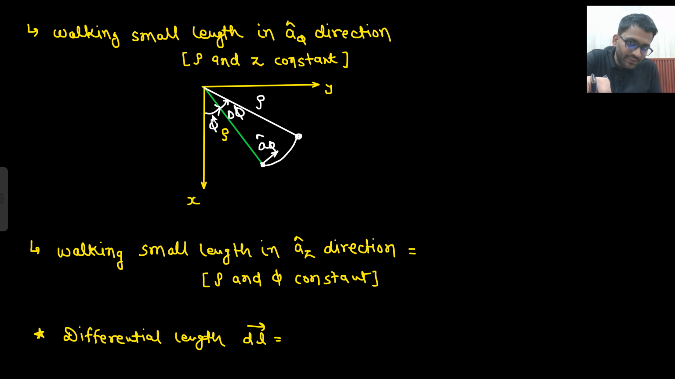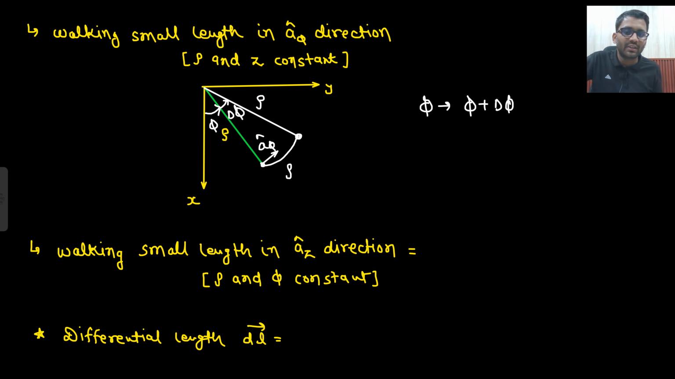Now there is a small change in phi. There will be a small change in the angle. From phi to phi plus delta phi I am going. So there is a change of delta phi angle. So what will be this length? Rho delta phi.